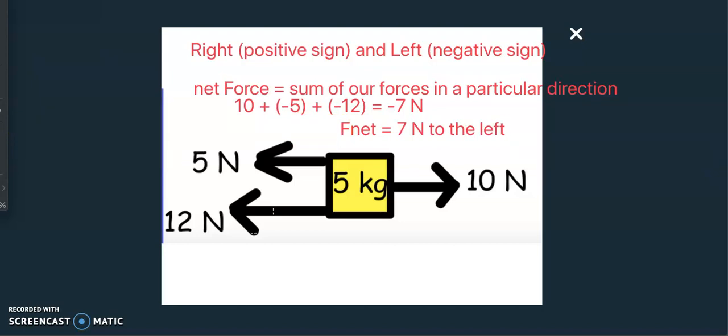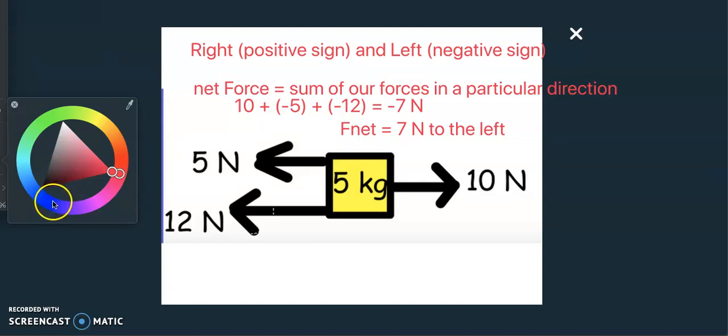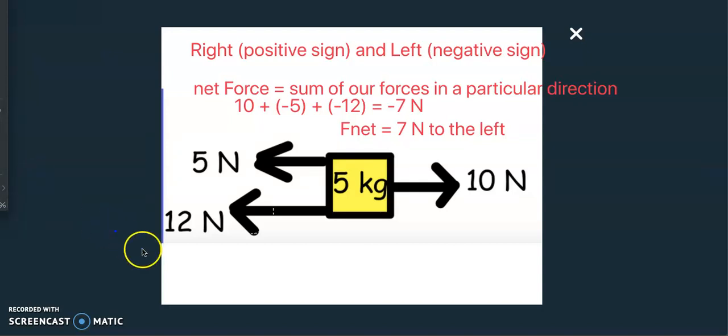Now, another way you could approach this problem is by finding the net force acting on each side and then comparing them. So for example, on the left-hand side of my box, I have 17 newtons of force. On the right-hand side, I have 10 newtons of force. And if I look at those, 17, I can tell right away, is larger than 10. And what that tells me, because 17 is larger than 10, is that the direction of the bigger force to the left is the direction my box is going to go.